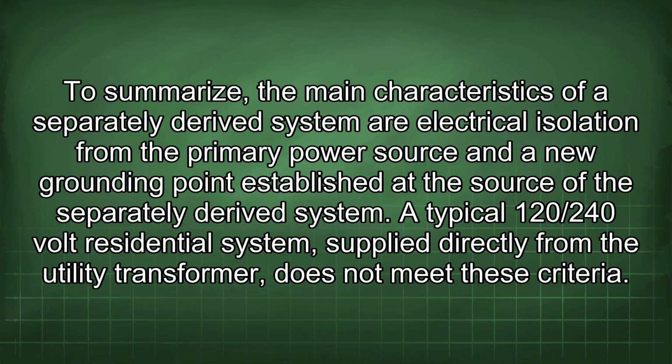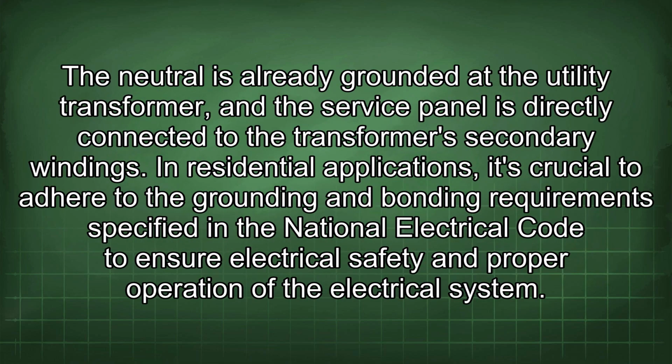To summarize, the main characteristics of a separately derived system are electrical isolation from the primary power source and a new grounding point established at the source of the separately derived system. A typical 120/240 volt residential system supplied directly from the utility transformer does not meet these criteria. The neutral is already grounded at the utility transformer, and the service panel is directly connected to the transformer's secondary windings.